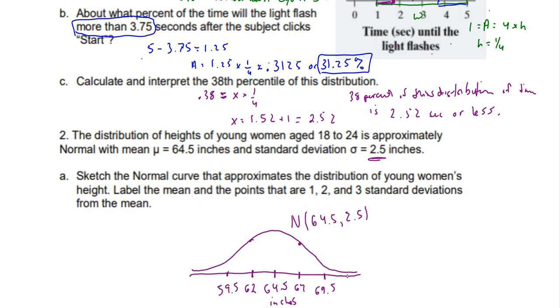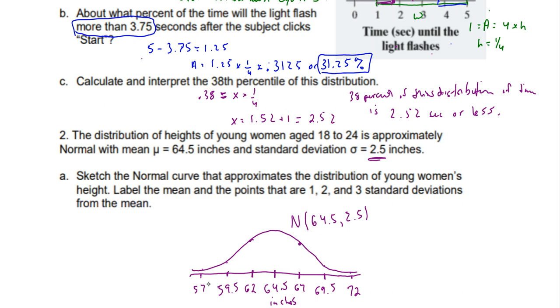Okay, and now we're going to go one more, and about right there, there's going to be 3 standard deviations away from the mean. And so we're going to take our 69.5 and add 2.5 to that, and we'll get 72 inches. And then we'll take 59.5 and subtract 2.5, and we'll get 57 inches.